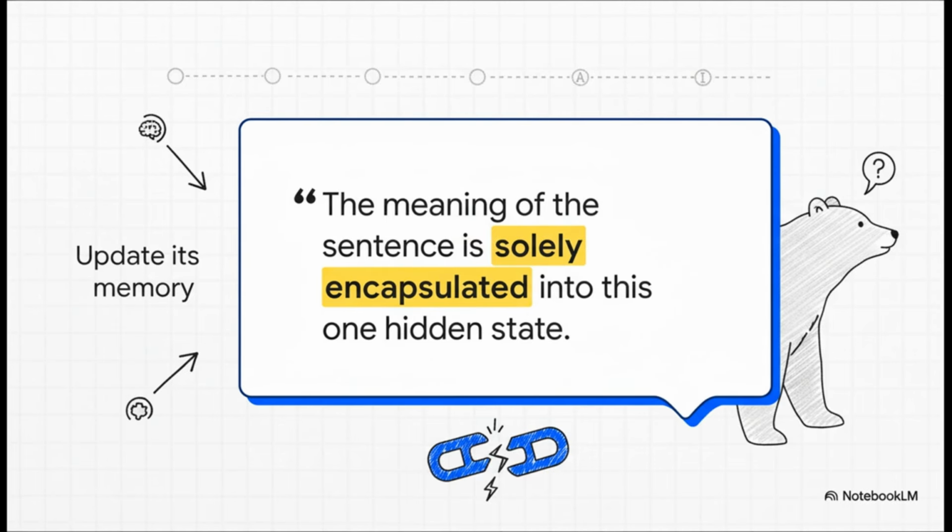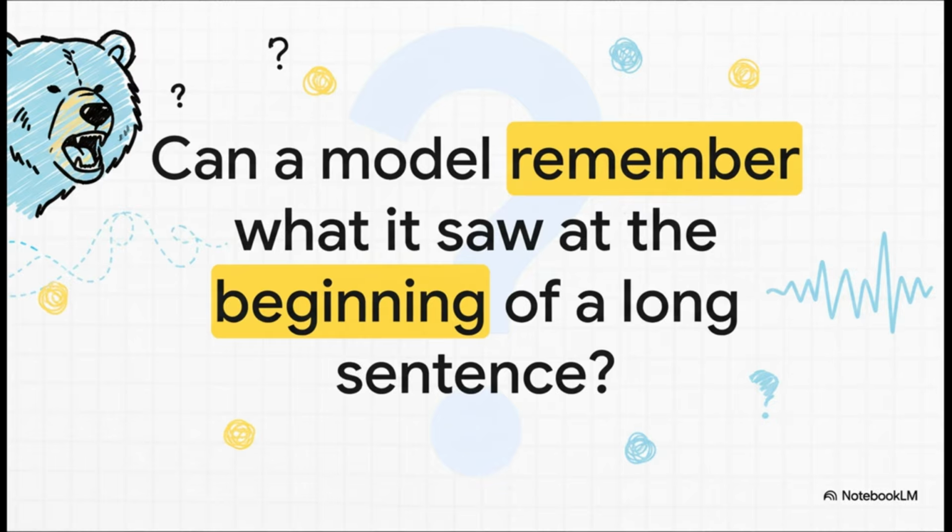But this one-by-one process, it turns out, has a critical weakness, especially in a long sentence like this one. Just think about it. By the time the model gets all the way to the end and sees the word "roared," has it forgotten what the sentence was even about? Has that initial crucial piece of information, the bear, just faded away? Well, in a lot of cases, yeah, it had.